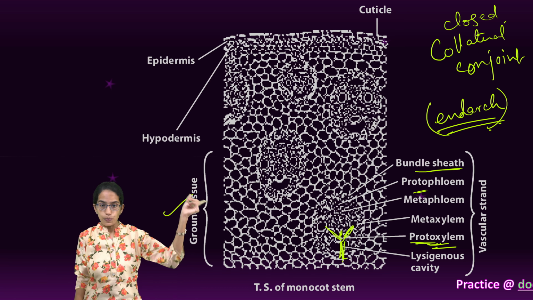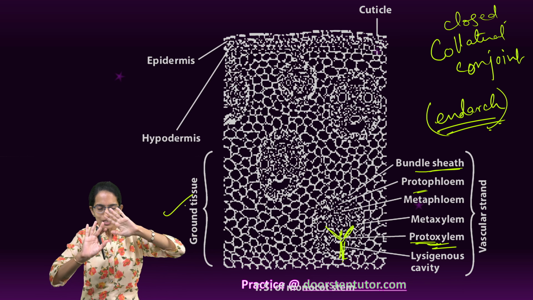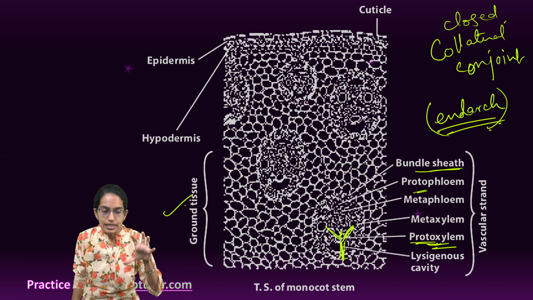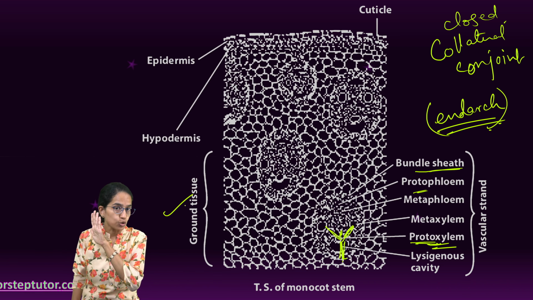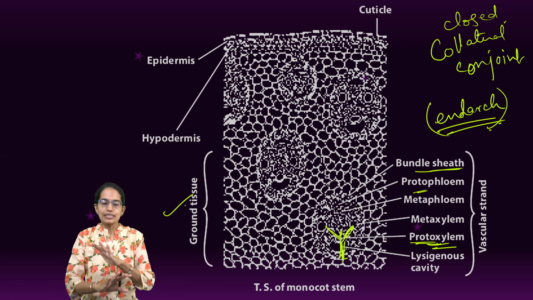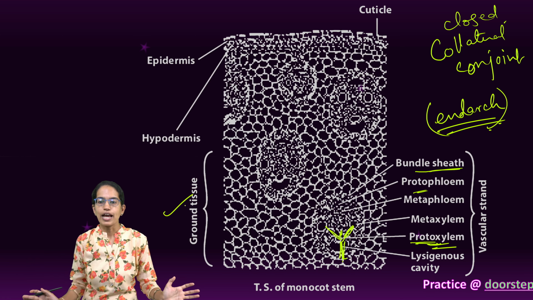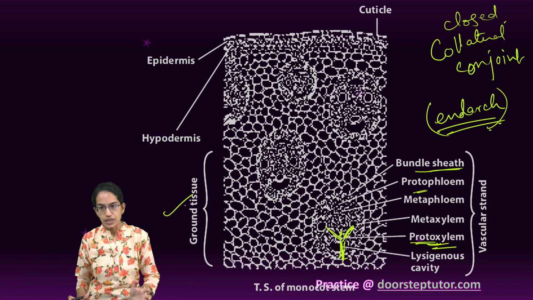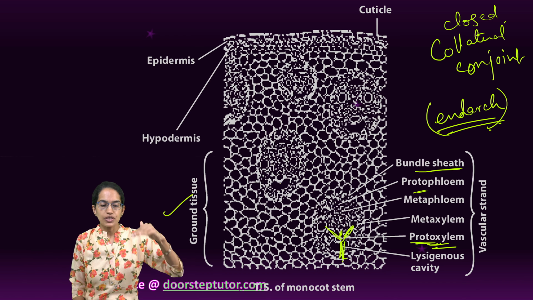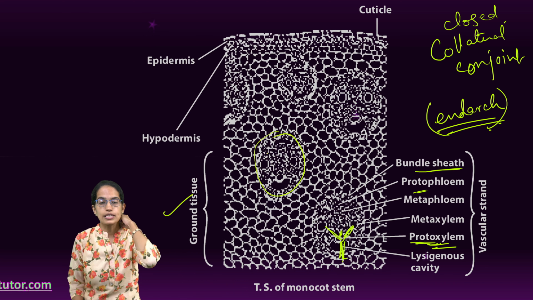Unlike the monocot root where it was clear differentiation between the cortex, pith, pericycle, here in a monocot stem there is no differentiation between cortex, pith and pericycle. It is all undifferentiated under ground tissue where the outer cells are smaller. As you go towards the center, the cells get bigger. There is lot of intercellular spaces, lot of food reservoirs, and within this ground tissue are vascular bundles which are enclosed within the bundle sheath.